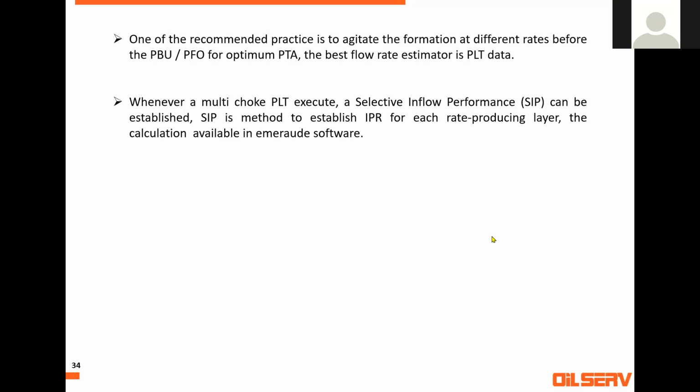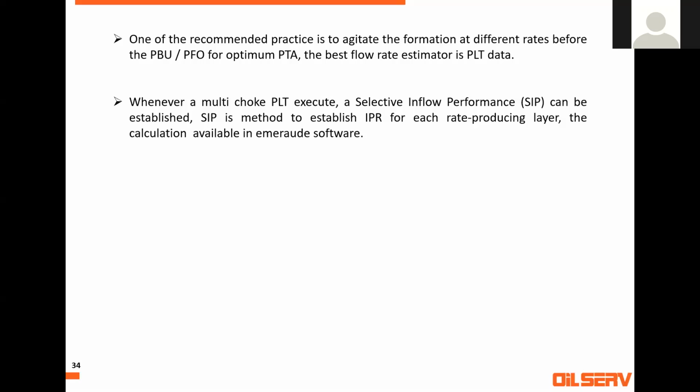Okay, if we go more advanced, whenever you have a multi-choke PLT executed, we can create something called selective inflow performance. I believe everybody in this group knows what IPR is. It is the inflow performance relationship, which is the relationship between the pressure and the Q. You can get P initial and absolute open flow.